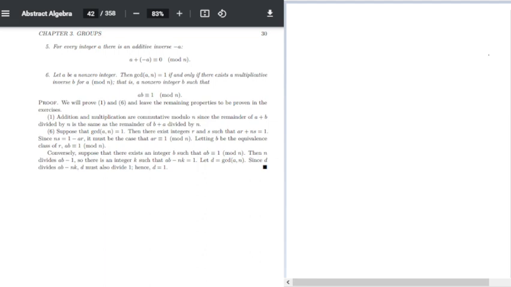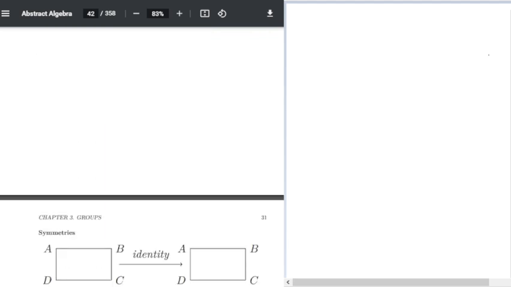Conversely, suppose that there exists an integer b such that ab is equivalent to 1 mod n. Since n divides ab minus 1, there is an integer k such that ab minus nk is equal to 1. Let d equal the greatest common divisor of a and n. Since d divides ab minus nk, d must also divide 1. Hence, d equals 1.